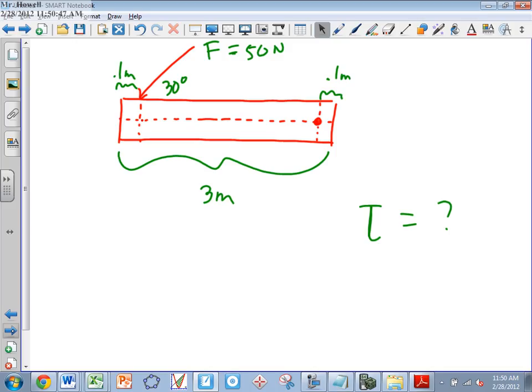And then we want to figure out what the torque is. Figure it out on your own. You don't need to answer the question out loud. That's what you've got to figure out. Wait, there's 0.1 meters.